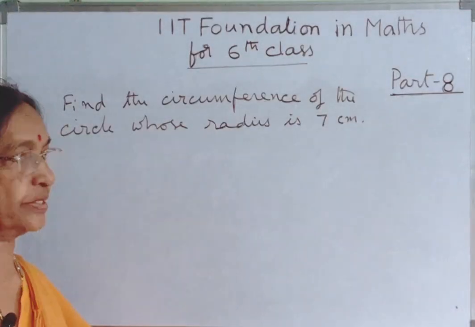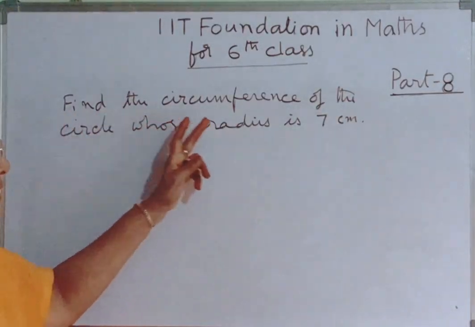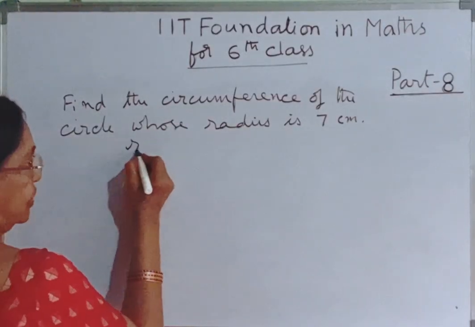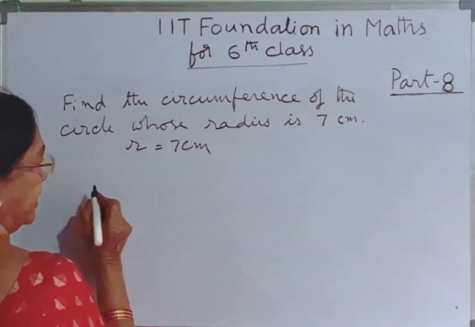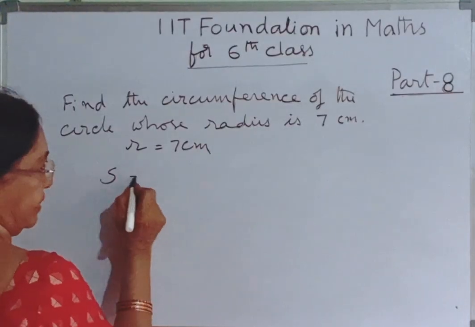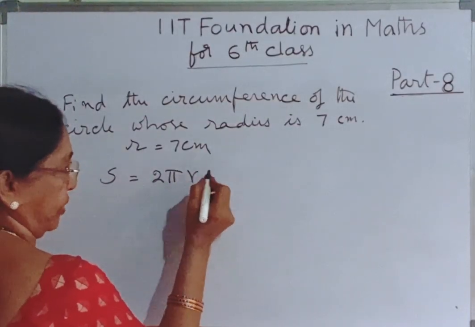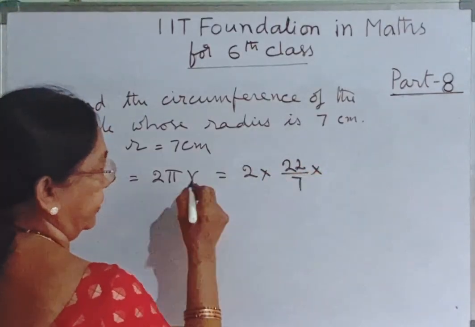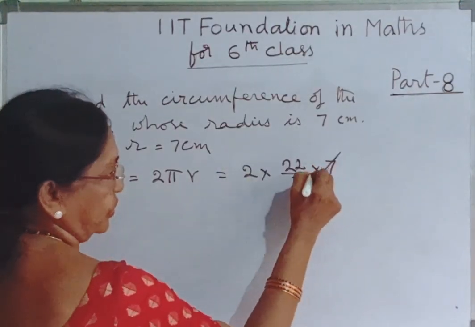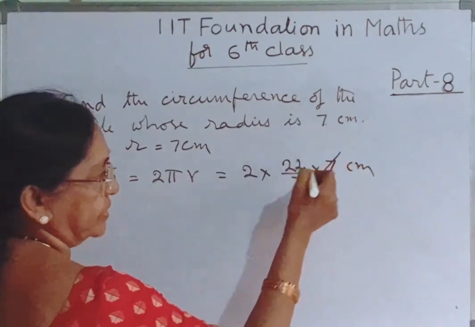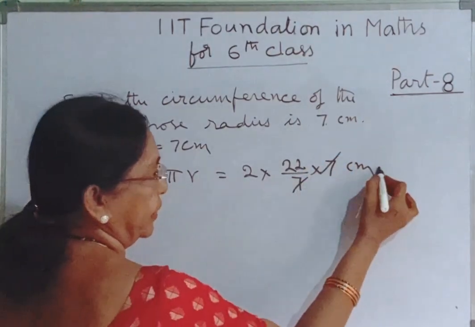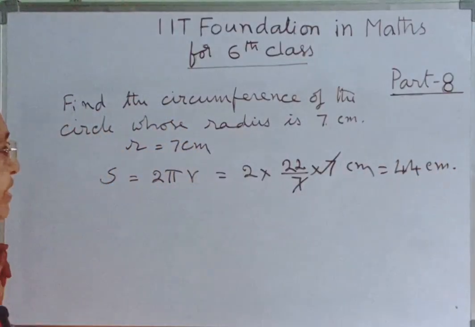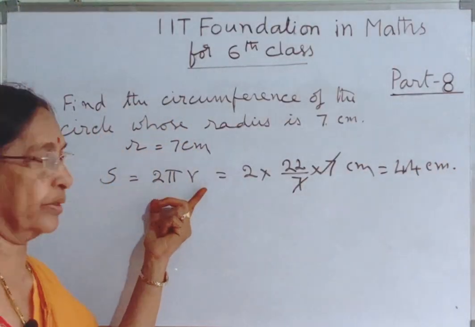Next, we will do some examples. First one, find the circumference of the circle whose radius is 7 centimeters. So radius is equal to 7 centimeters. Circumference of the circle is equal to 2 pi r. That is equal to 2 into pi, 22 by 7, into r, 7. So 7 gets cancelled. r is 7 centimeters. So 2 into 22, 44 centimeters. So the circumference of a circle is 2 pi r.